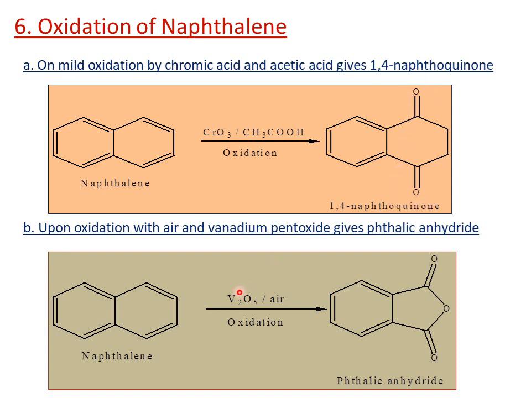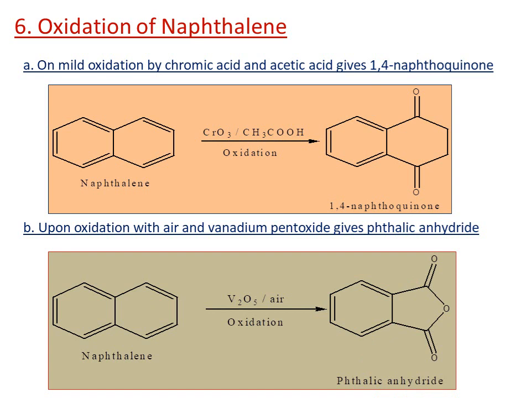Suppose the oxidizing agent capability is increased and we use vanadium pentoxide and air. The oxidation occurs and finally it produces phthalic anhydride. This is the structure of phthalic anhydride. So we get two oxidation products: 1,4-naphthoquinone and phthalic anhydride. These two are the oxidation products of naphthalene.